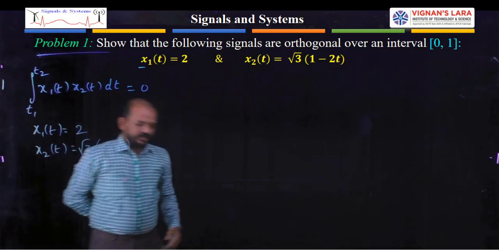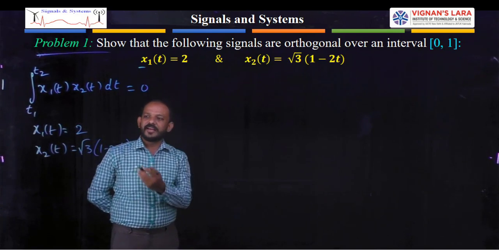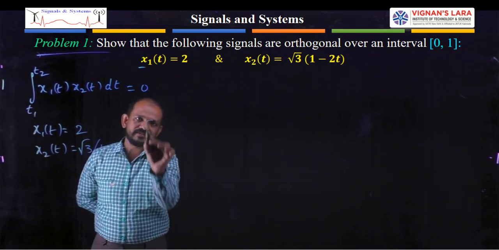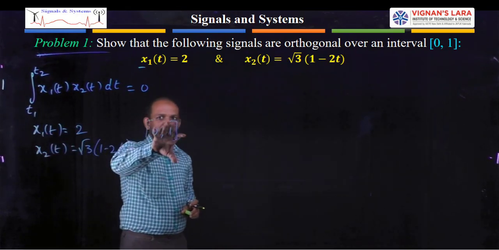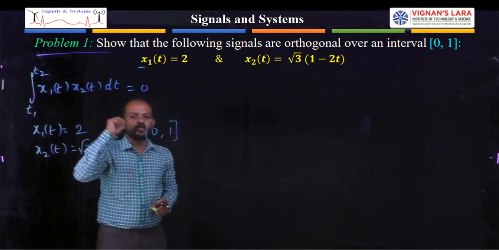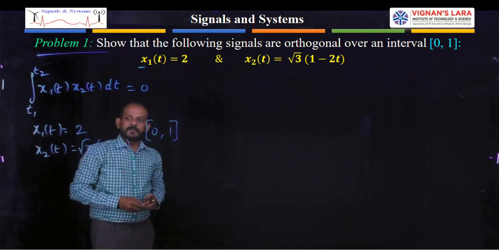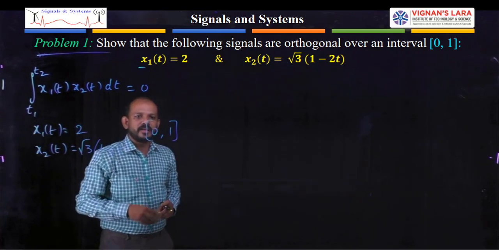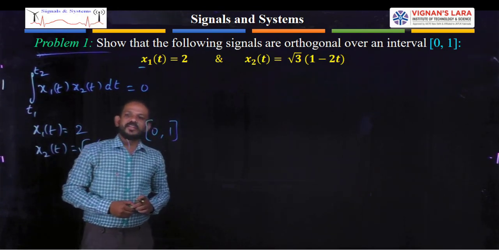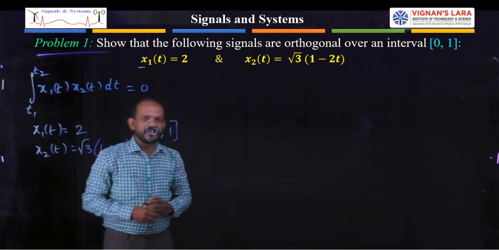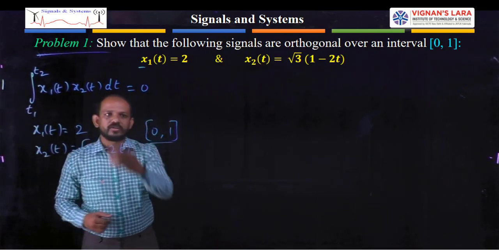These are the two signals that I had taken, and I have to prove these two signals are orthogonal. For that I need an interval. Here they have given the interval as 0 to 1. So the problem is: show that the following signals are orthogonal over the interval 0 to 1. The signals are x1 of t equal to 2 and x2 of t equal to root 3 into 1 minus 2t. We have to show these two signals are orthogonal to each other.